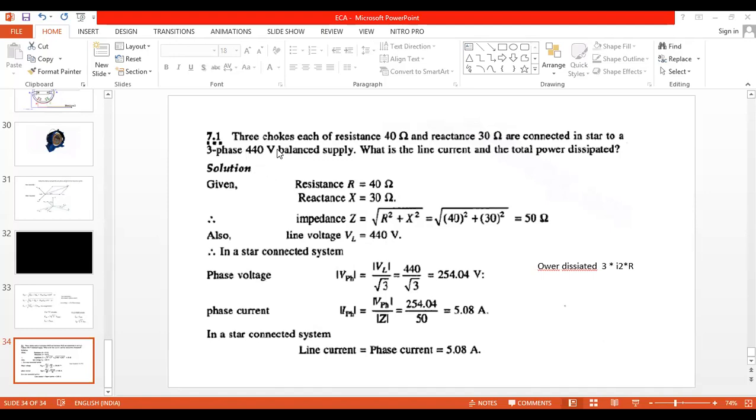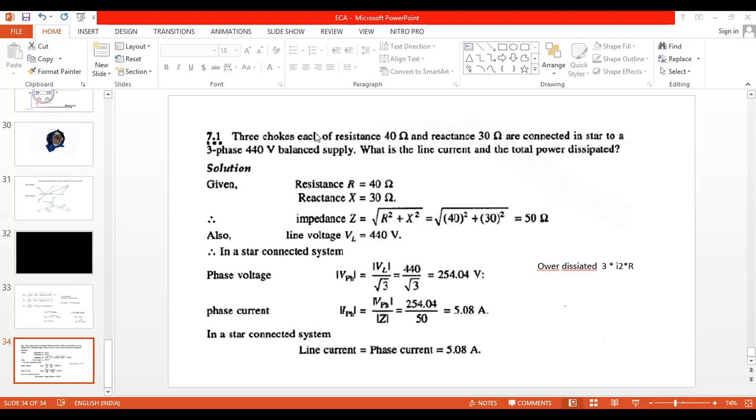Now remember all of you, if in the question they give the number directly, then this voltage is called line voltage. If they give the phase voltage, they will mention it in the problem. So the given voltage in the problem is always line voltage by default. What is the line current and total power dissipated? The total power dissipated formula, I will tell you. Line current they are asking.